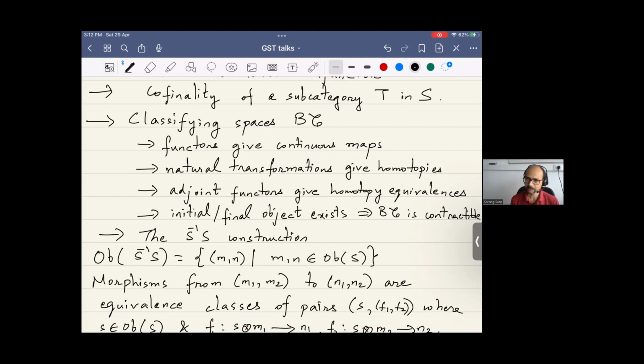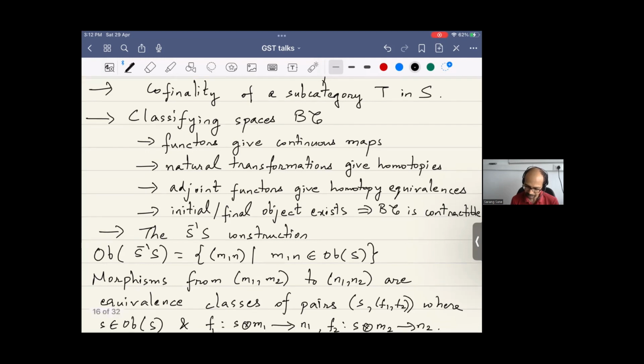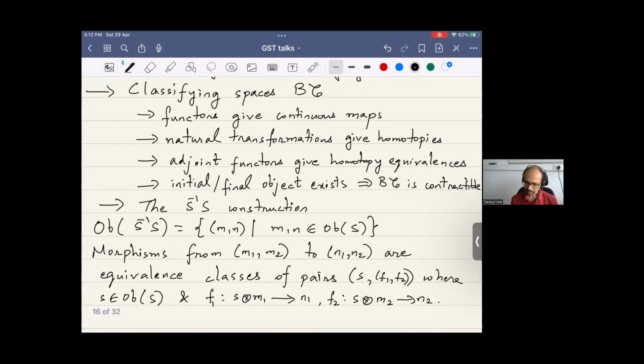And then we recalled that functors give continuous maps, natural transformations give homotopies, and then using that we get that adjoint functors give homotopy equivalences. And as a result, if initial or final objects exist, then the space itself is contractible. The classifying space is contractible.